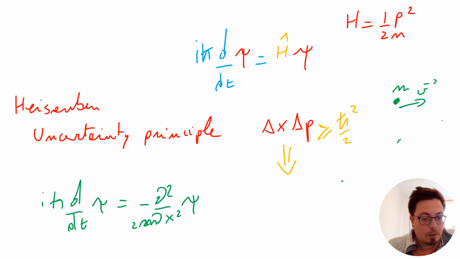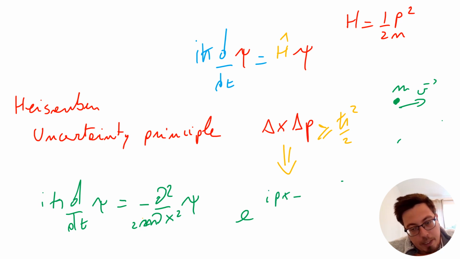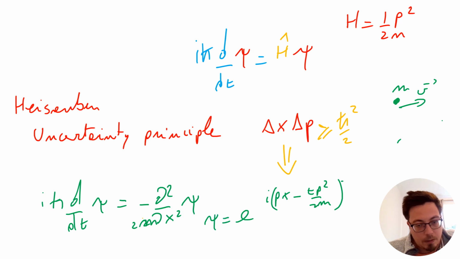We can prove that the solution of this equation, which has an i, is e to the i (px minus t p squared over 2m) times psi of x and t.